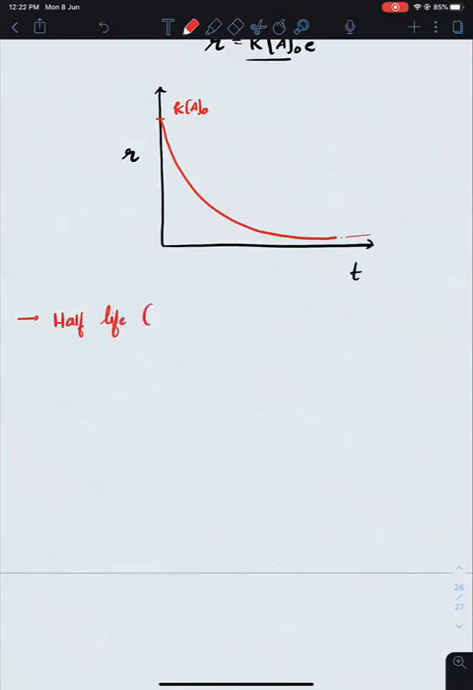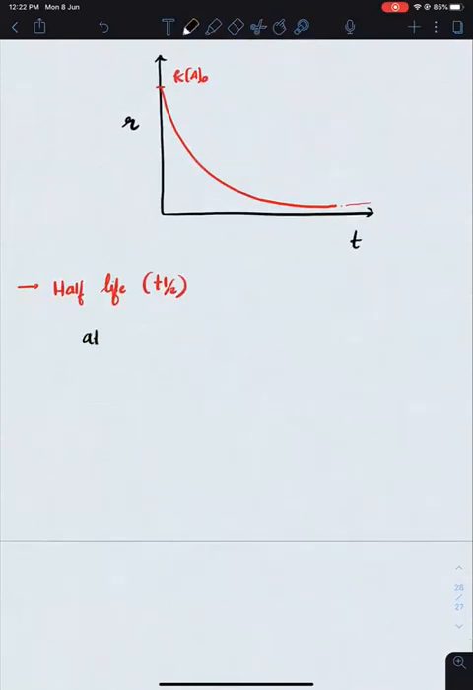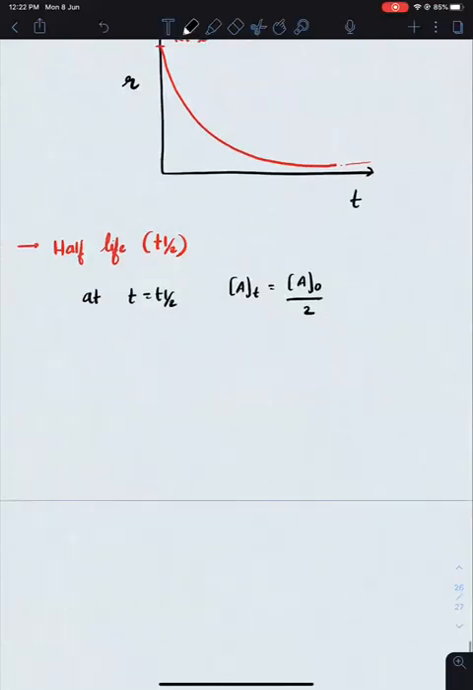Half-life is represented by t half. In order to find half-life, what do we substitute? At t equals t half, [A]t will be equal to A naught upon 2. So if you substitute that in the logarithmic expression, what is our expression? ln [A]t is equal to ln A naught minus Kt. So it will be ln of A naught upon 2 equals ln A naught minus K t half.